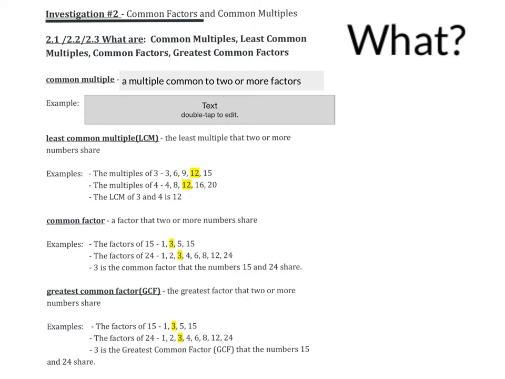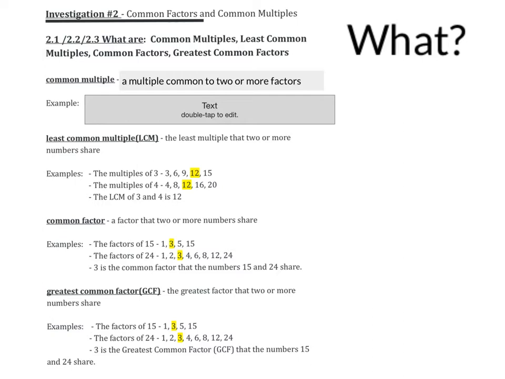So that's a video. So in that short video, there's a focus question. It's when should we know if we should use a common multiple, or a least common multiple, or a common factor, or a greatest common factor to help us solve a problem. So I want you to pause the video now and write down these 4 terms from your notes packet, and you can pause the video now.